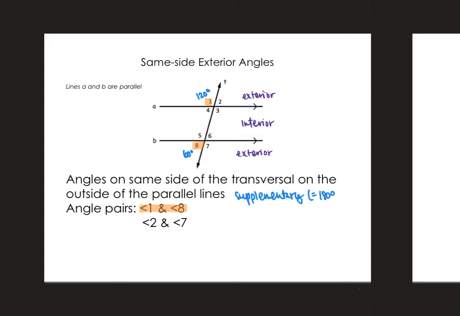So these angle pairs are either supplementary or congruent. The way that you can remember it is if they are the same side interior or same side exterior, they're supplementary. Otherwise, they are congruent.